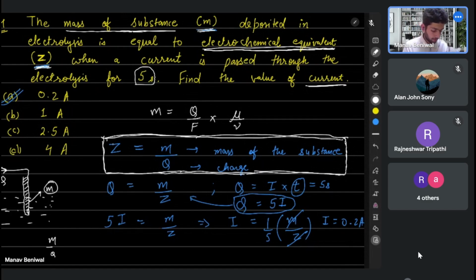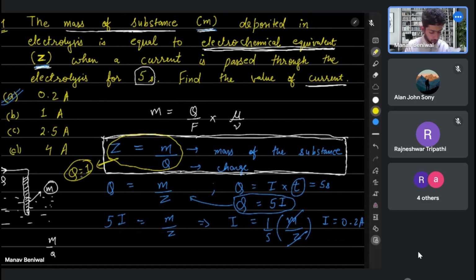So then basically what the question tells us is that our mass of substance and electrochemical equivalent Z are same, which means m and Z are same in this equation. What will that mean? This will simply mean that the charge you will require will be just 1 unit. You need only 1 unit of charge to deposit the electrochemical equivalent of a substance, right?